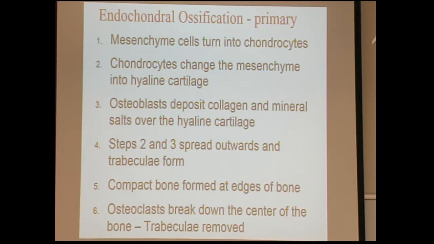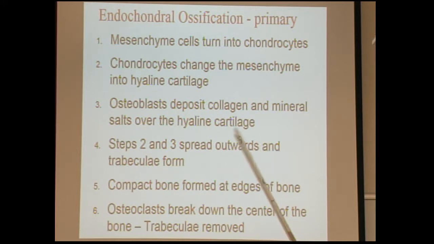So our second kind, this is to make our long bones. You may see some similarities and some differences, hopefully. So we start with mesenchyme cells. And what's different about this one is those cells turn into chondrocytes. Chondrocytes make cartilage. Kind of sounds the same, right? Chondrocyte, cartilage. So these are the cells that make cartilage. So the first thing you do is turn your mesenchyme into cartilage.